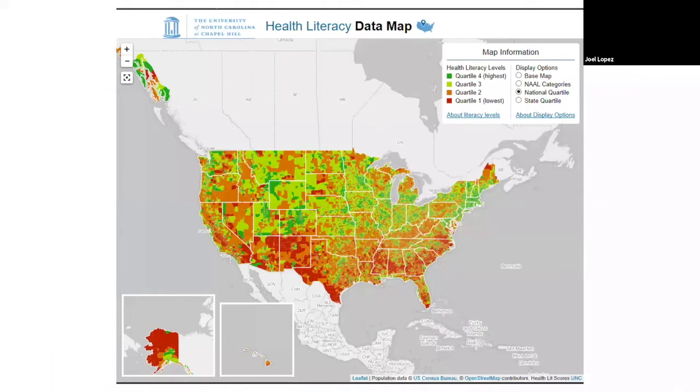So here's a handy little tool that was developed by the University of North Carolina at Chapel Hill. It provides state and county level information on literacy levels in the United States. Green on this map is highest, which is considered quartile 4, and red is the lowest, which is quartile 1. You can use this tool to look at literacy rates in your state, your region, or your county. And again, this will be included in the references list at the end of this presentation and shared with this slide presentation for those interested in visiting this resource.